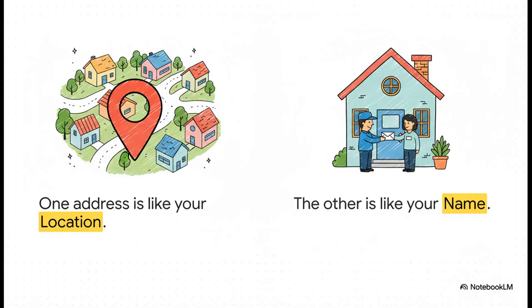And the easiest way to get it is to think about old-school mail. To get a letter to your house, the post office needs two things. First, they need your street address to find the right building. That's the location. But once the mail carrier gets there, they need your name on the envelope to know who it's actually for. That's the name. It's the exact same idea online.